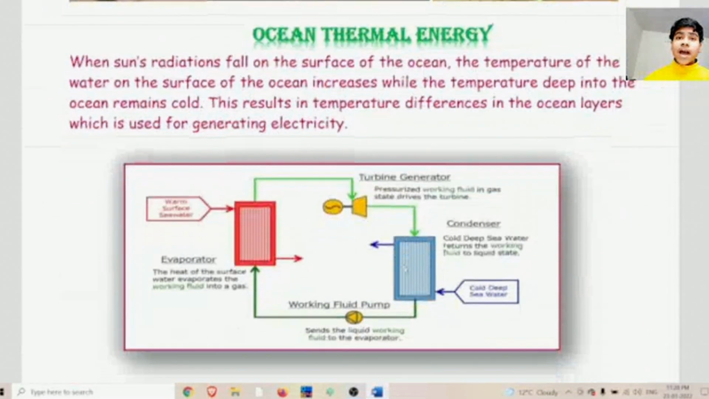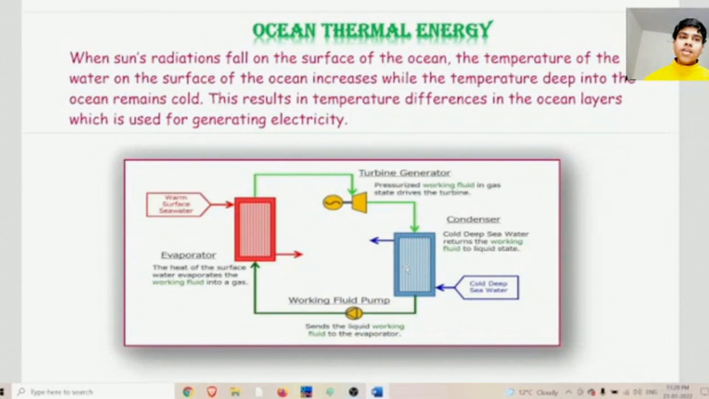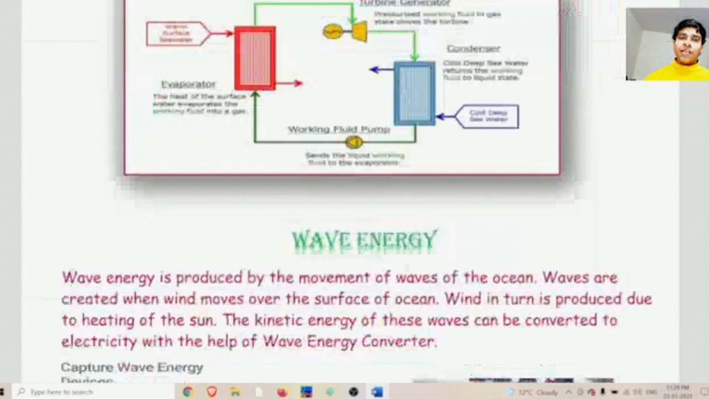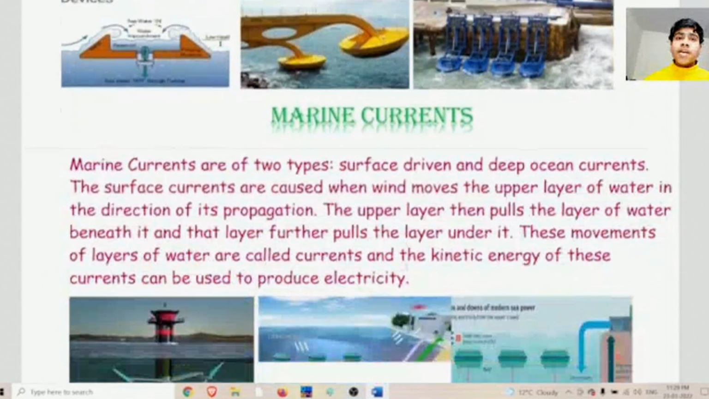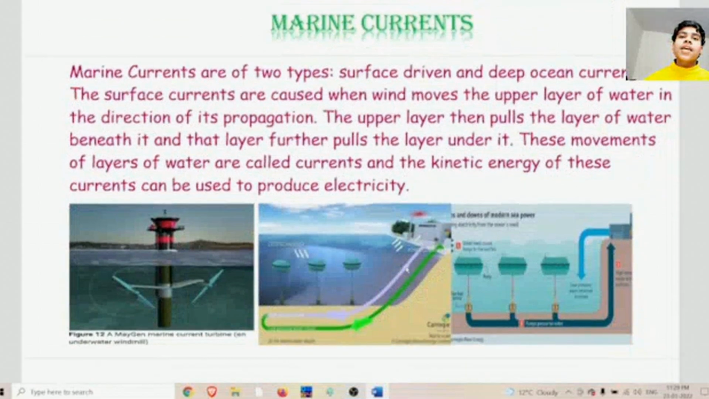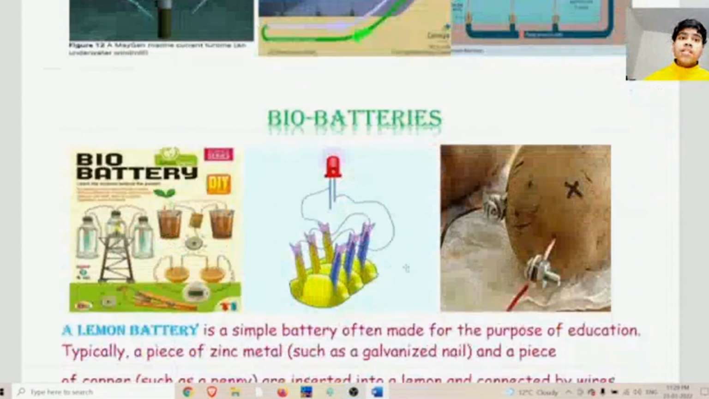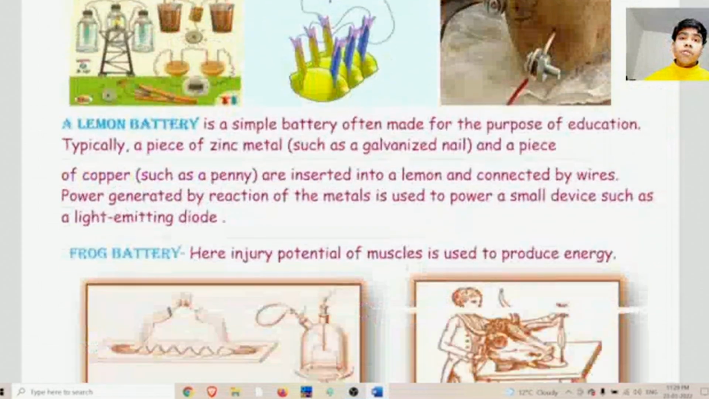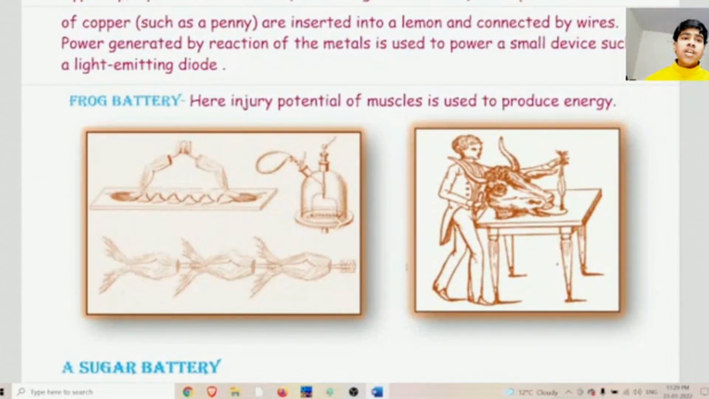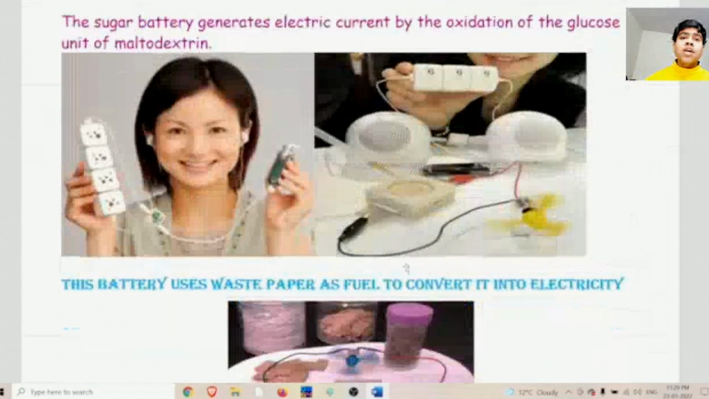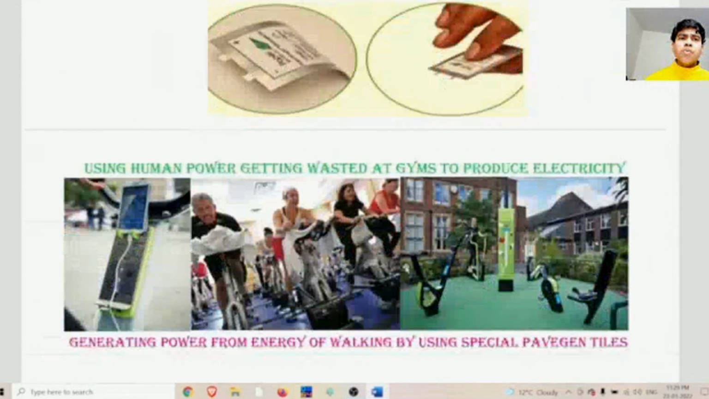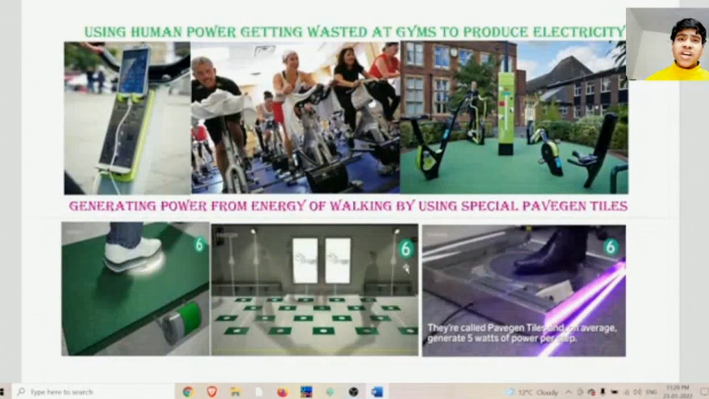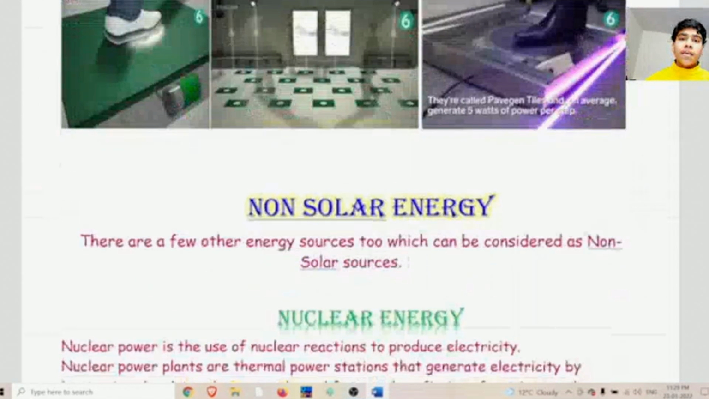Difference of temperatures at the surface and bottom of oceans is used to generate power. Power is generated by the movement of sea waves using various techniques. Marine currents are used to produce electricity. Biobatteries: electricity can be produced by using fruits, vegetables, injured animal parts, sugar and paper, etc. We can use human power which is getting wasted at gyms and while walking.